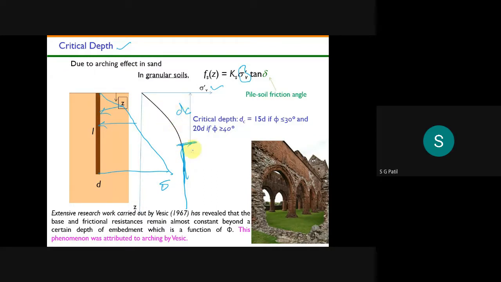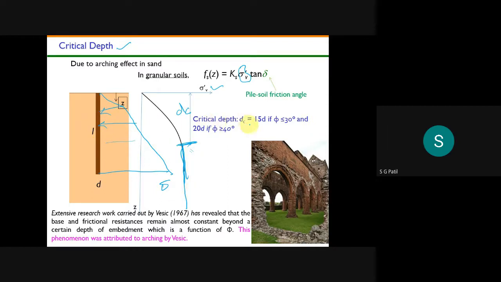Okay, so why will this phenomenon occur? This phenomenon will occur due to the arching effect. Okay? So due to this arching effect, what will happen? The vertical stress will not increase all along this depth. It will increase only up to a certain depth. Then it will become constant.